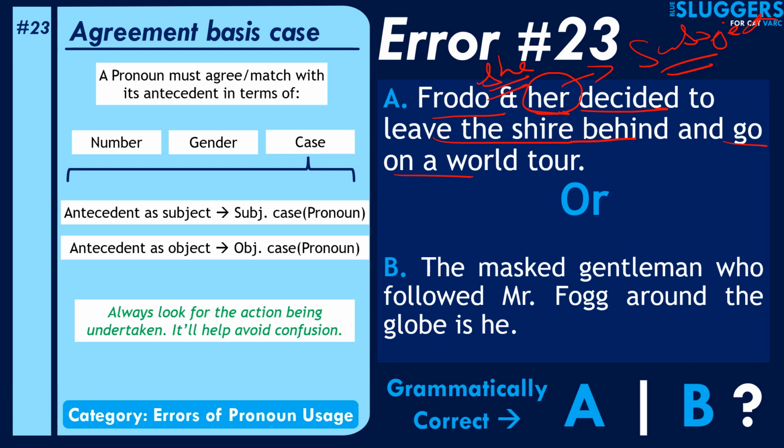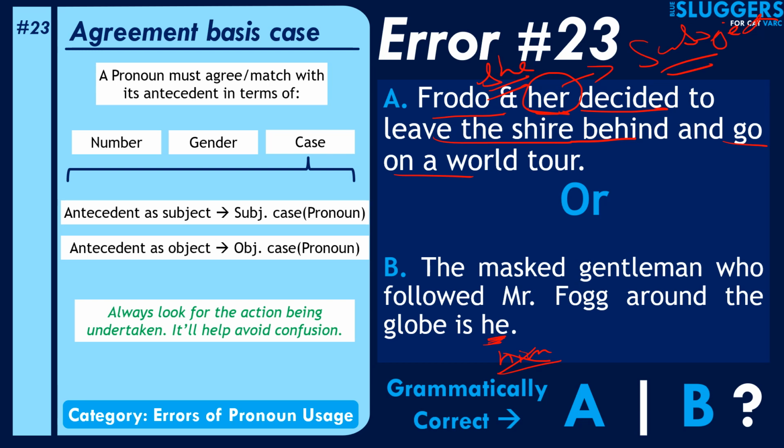Okay, look at the next one. The masked gentleman who followed Mr. Fogg around the globe is he. Now this might sound like a sentence which is not very intuitive, that's for sure. You'd probably be more comfortable with this word being him, but I'll tell you what, that's not correct. It should be he. And then again, the question arises, how can we say that this is the subject case?